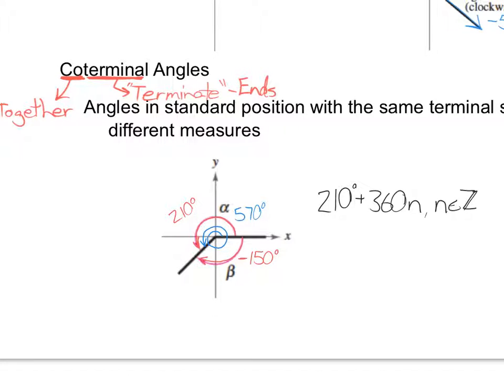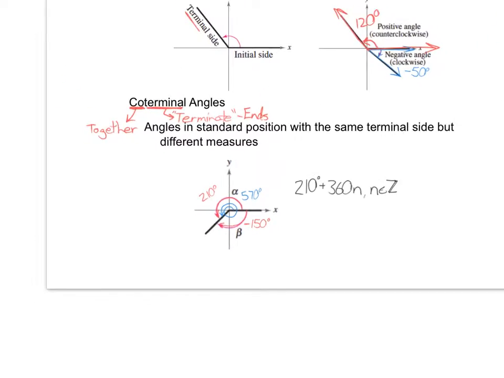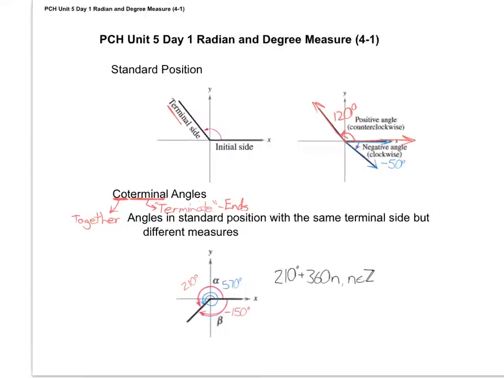N is any integer. So if n was negative 1, we'd have 210 minus 360, that gives us our negative 150. If we had n equal positive 1, we'd have 210 plus 360, that would be 570. And so on. In fact, when we solve equations later, we can give answers like this. But here, the key is that you understand what coterminal angles are to start.